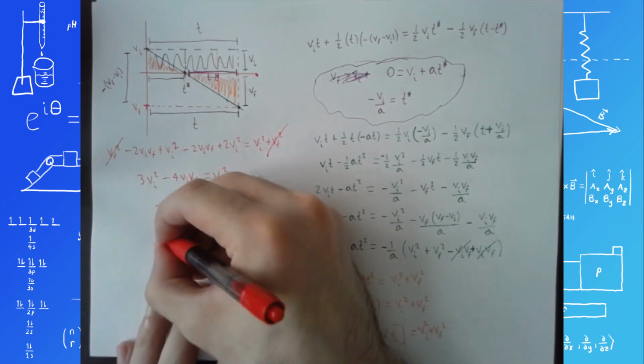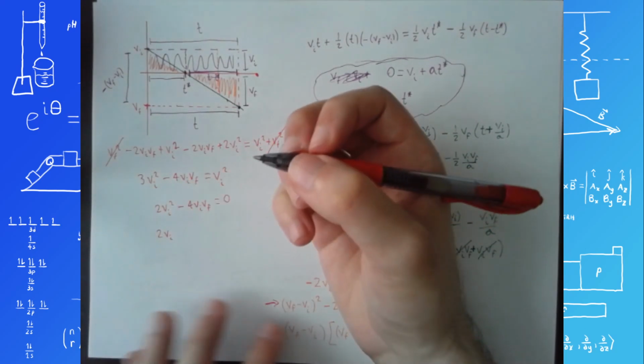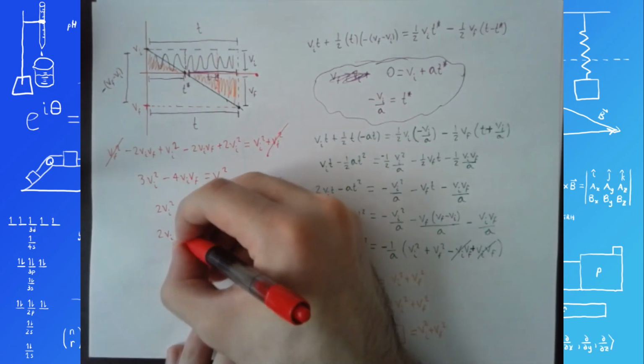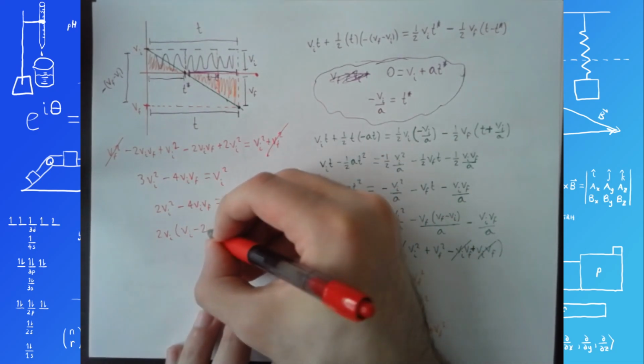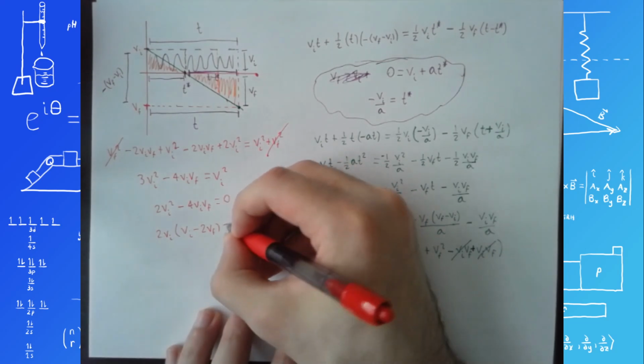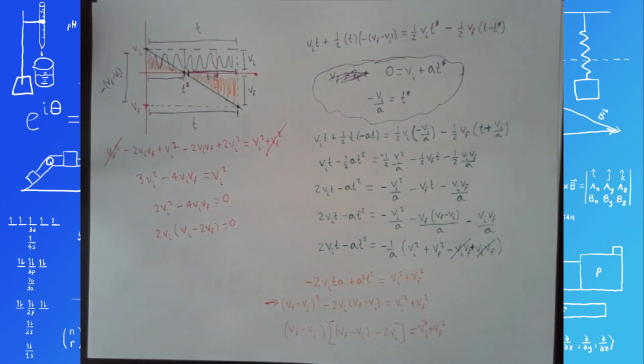If I factor out 2v initial, then I'm left with v initial minus 2v final has to be equal to 0, which would imply that either v initial is equal to 0, which is not true, or v initial is equal to 2v final, which is not necessarily going to be true either.